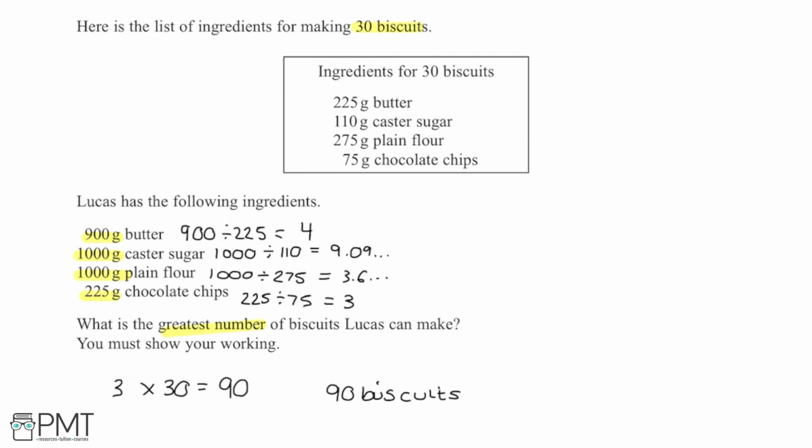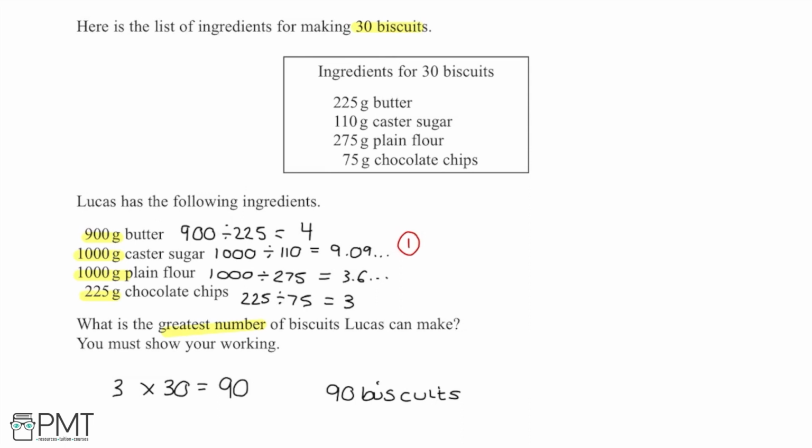So then here, if I look at how the marks are awarded for this question, the first mark is for a process to find the number of batches for at least 2 ingredients. So once I got to the caster sugar, that would have gained me the first mark for finding 2 of these.